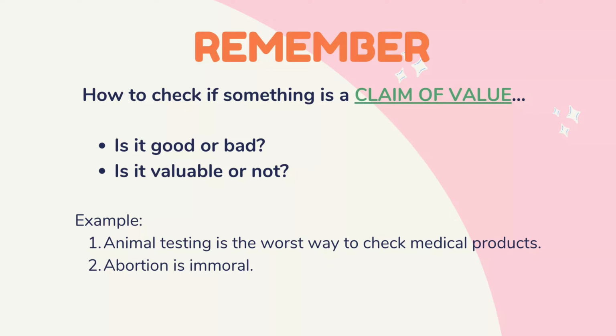How to check if something is a claim of value? Try to answer these questions. Is it good or bad? Is it valuable or not? Example, animal testing is the worst way to check medical products. Actually, this statement shows that one thing is the worst. Another example, abortion is immoral. This statement shows the desirability and the undesirability of something, and that is abortion.